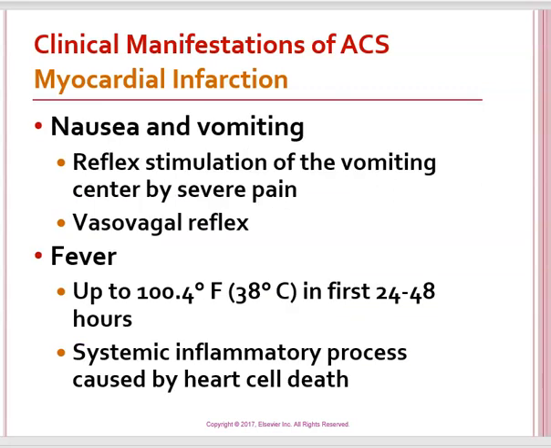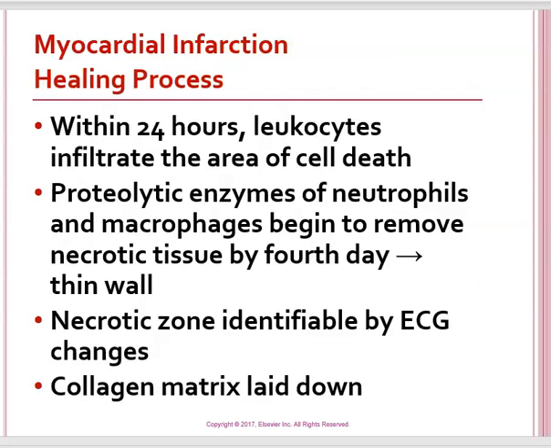Nausea and vomiting, yes, that's because of the severe pain. They may have a vasovagal reflex, meaning that heart rate will drop when they're vomiting, which is not good for them in this condition. Okay, why a fever? It'll go up a little bit in the first 24 to 48 hours because the inflammation process is going. Some of those myocardial cells are actually dying. Within 24 hours, the leukocytes will go into the area of the myocardial tissue that's been damaged. Neutrophils, okay, you're going to see a necrotic zone. The tissue is dead. That's going to be identified by looking at your 12-lead EKG.